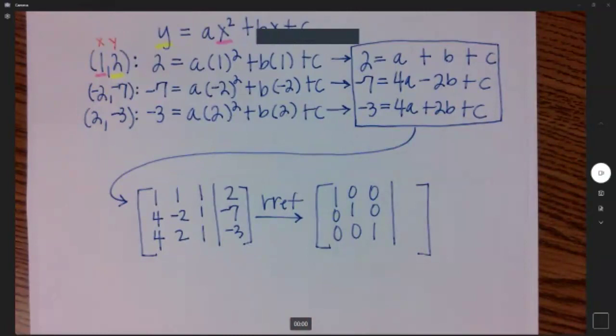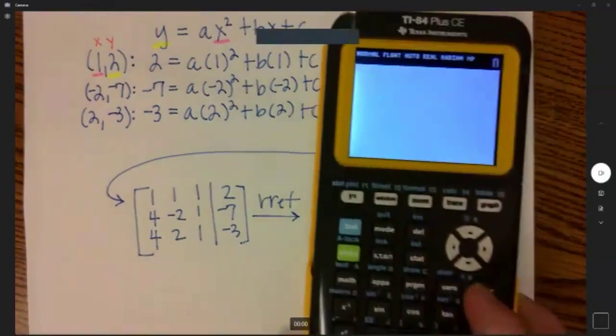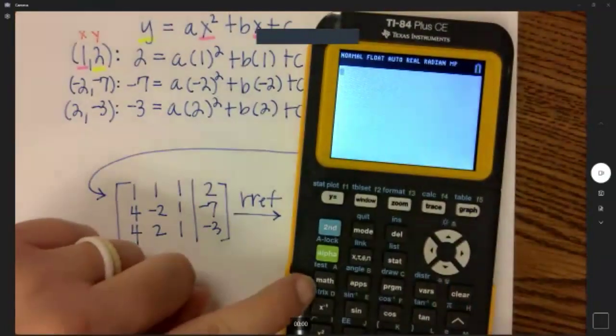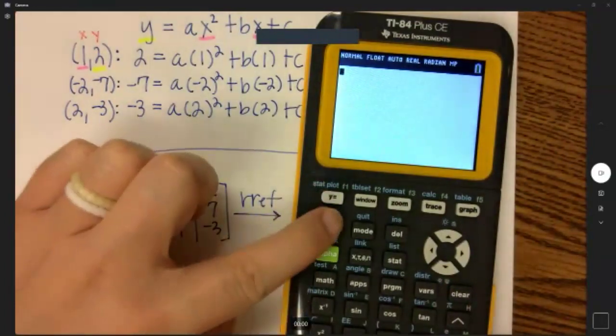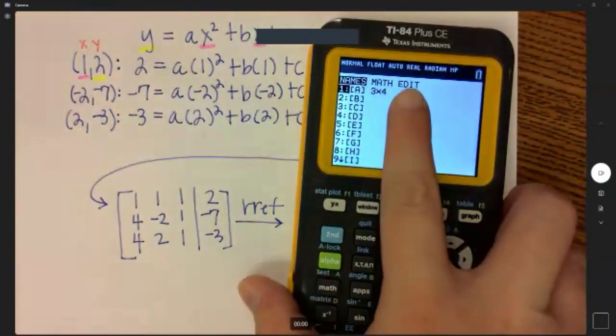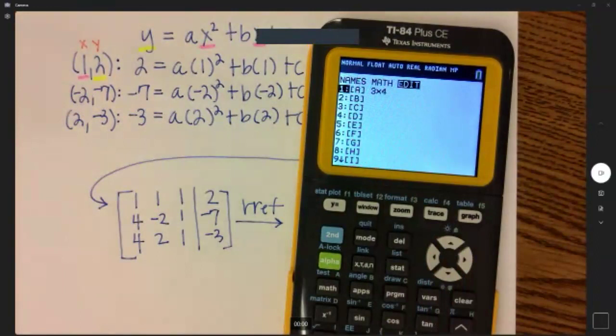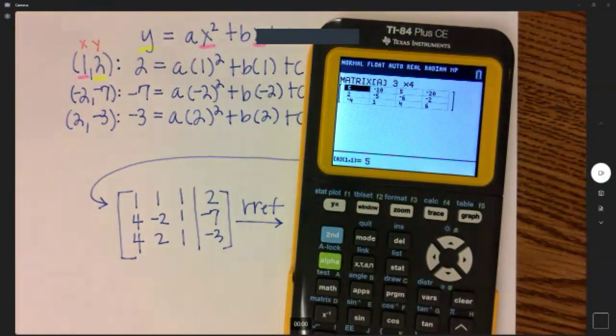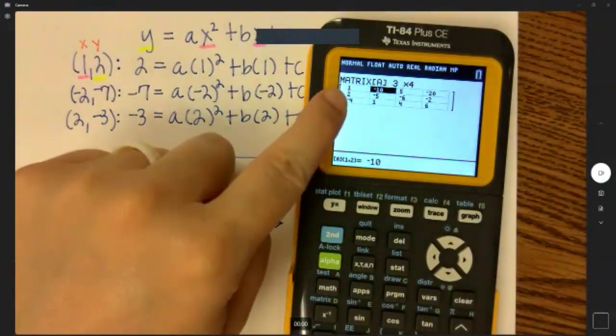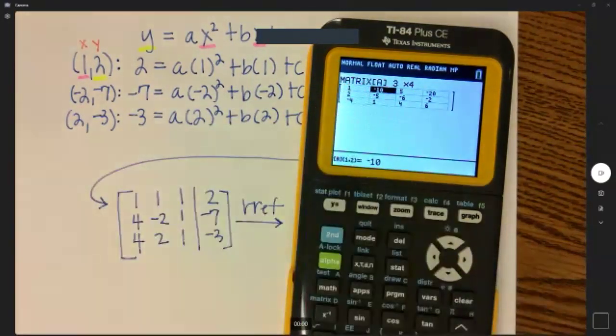So following those same steps, we're going to go to matrix. So second matrix, come over here to edit. And I'm going to edit my matrix A. This is still a 3 by 4. And so you're just typing over. So when I hit 1 and hit enter, it rewrites over that and it goes to the next one. I don't need to clear anything. So 1, enter, 2, enter, and keep going.